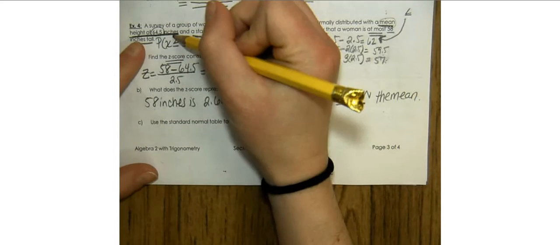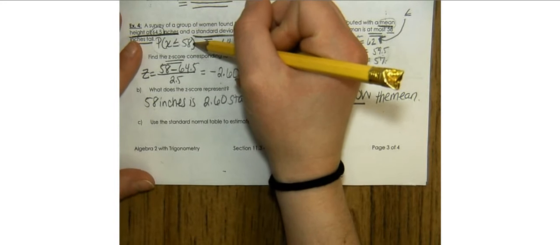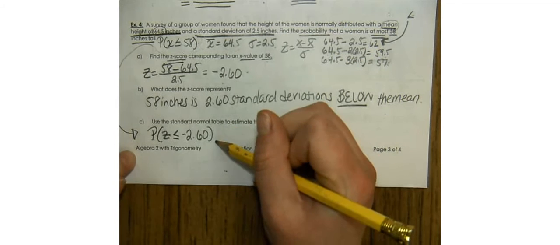So now we're going to use the standard normal table to estimate the probability. Now, notice that originally I had the probability that x is less than or equal to 58. Now that we had to change it to a z-score, we're going to rewrite this language as the probability that z is less than or equal to our z-score, which is -2.60. I'm going to be looking for you to translate your probability statement to a z-score statement.